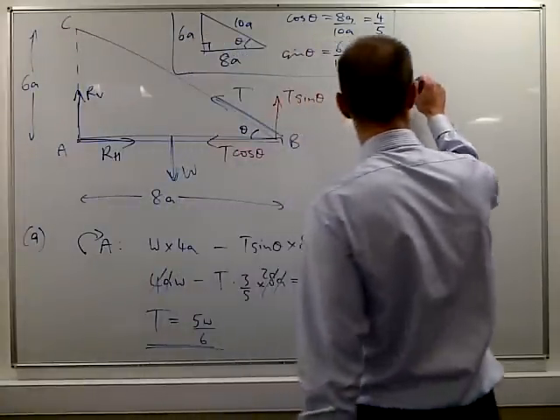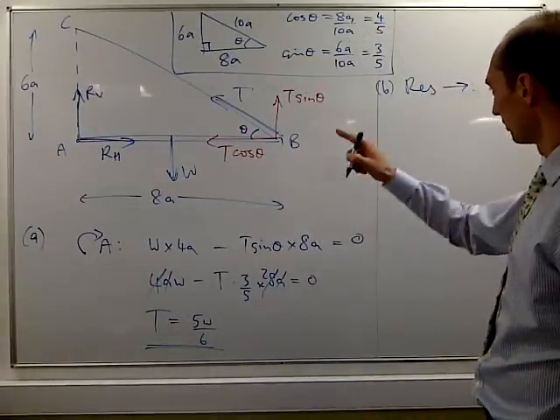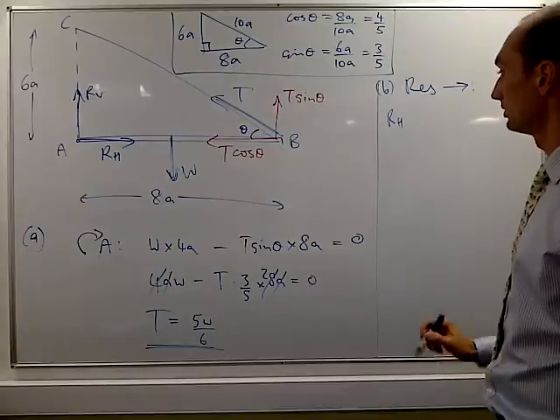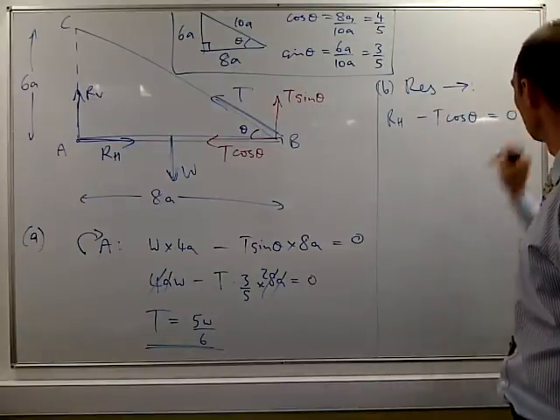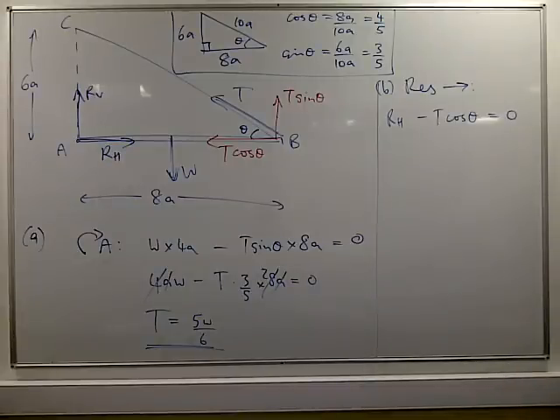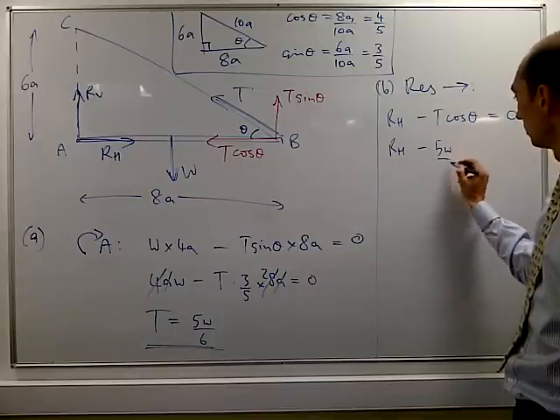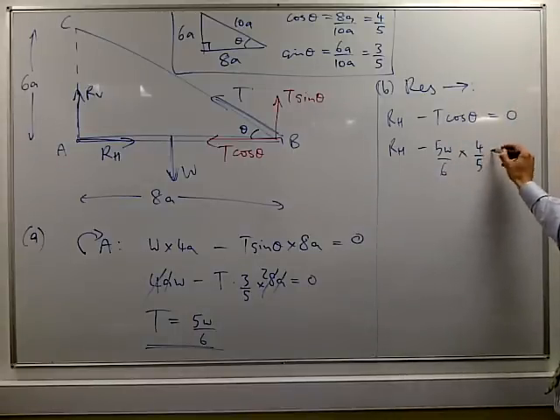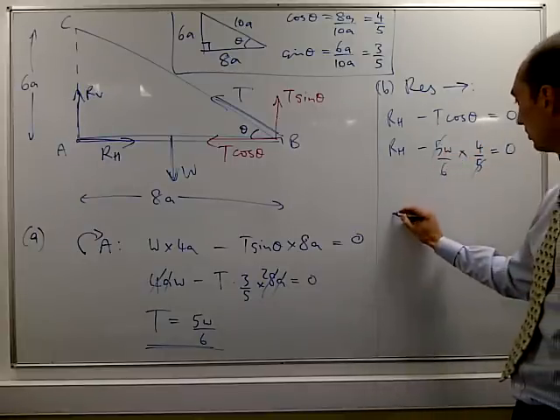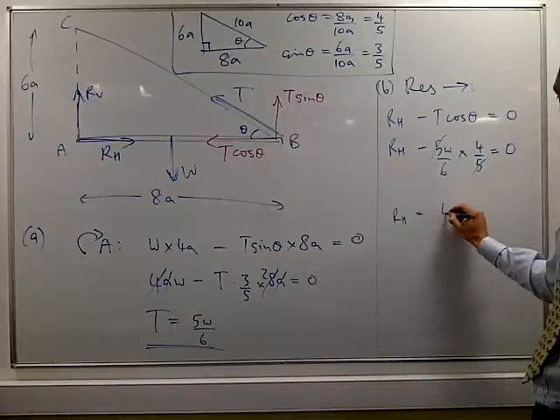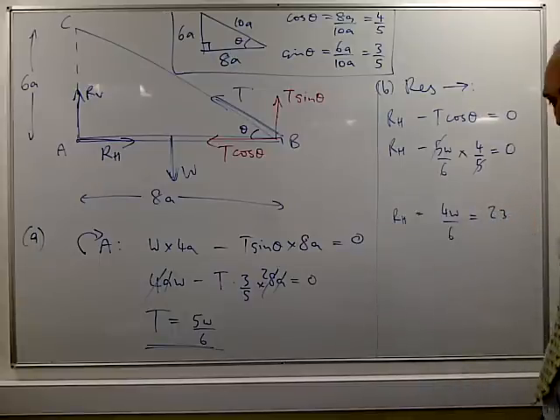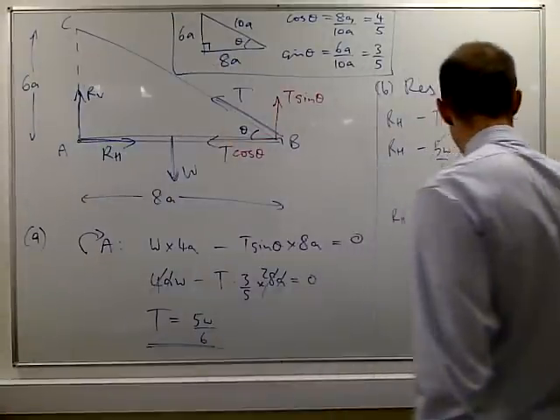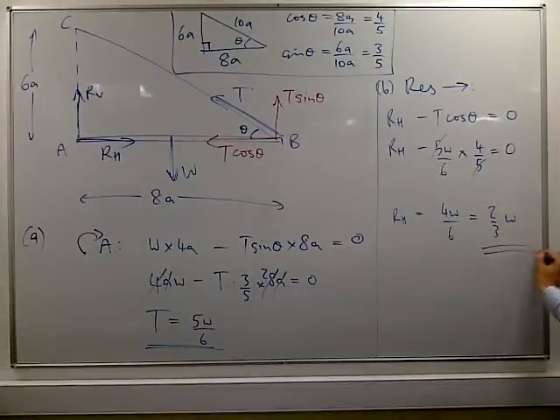So, resolving horizontally. From the diagram, RH minus T cos theta equals 0. But we know that T is 5W over 6, and we know that cos theta is 4/5, so I'll substitute that in. RH minus 5W over 6 times 4/5 equals 0. 5's cancel. RH equals 4W over 6, or 2 thirds of W. There it is, 2 thirds.